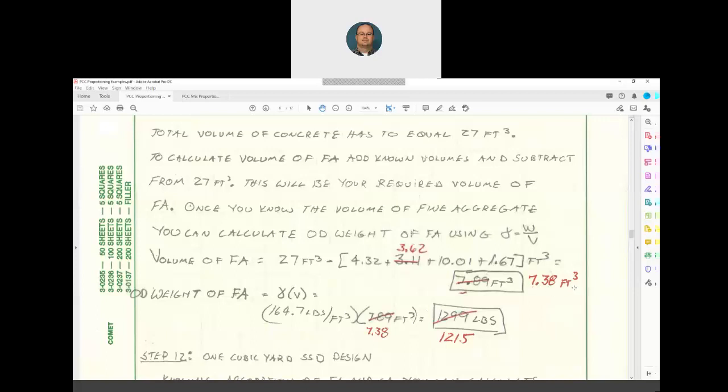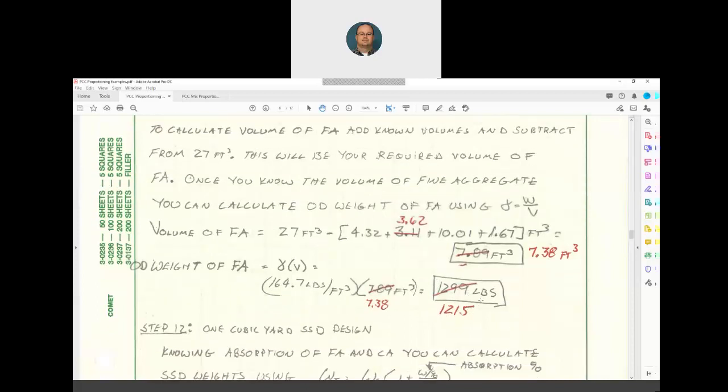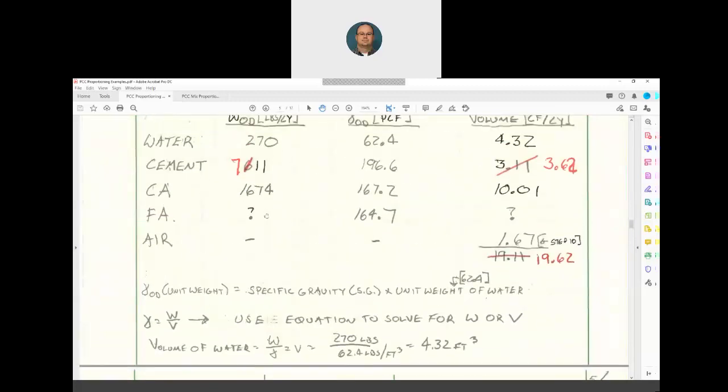feet. Now the oven dry weight of the fine aggregate, rearranging this equation, is 7.38 times the density, and I get 1,215 pounds of fine aggregate. So now I just filled in this number. This is all an oven dry weight.